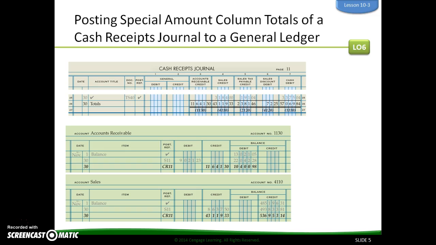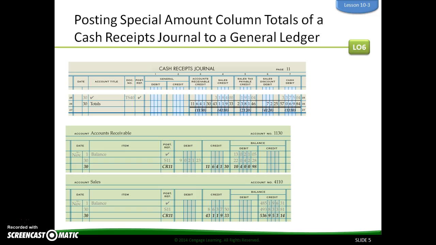Now, the next thing we want to be thinking about is posting special amount column totals of a cash receipts journal to a general ledger. What we're looking at here is our cash receipts journal that shows us some general ledger accounts: our accounts receivable credit, our sales credit, our sales tax payable, that's a credit, our sales discount, that's a debit, and then the cash, that's a debit.